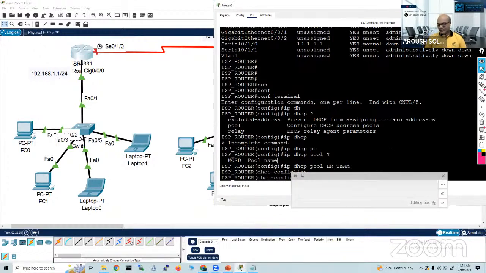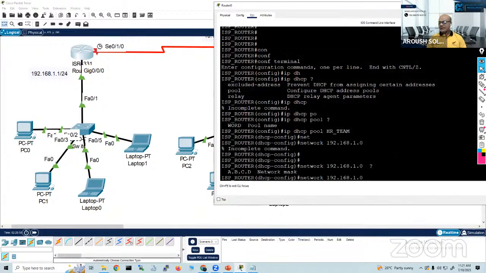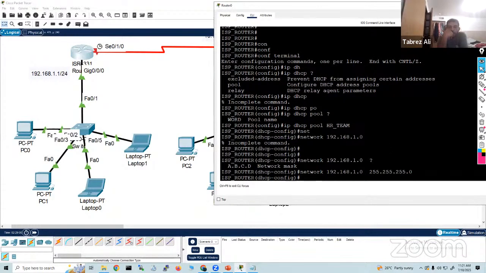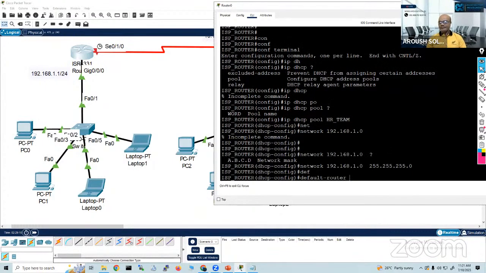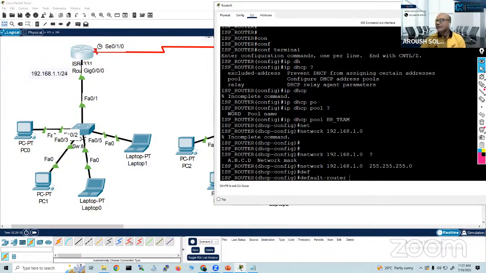So let me do that now. Incomplete command. Okay, now it's asking for the net mask. What is the net mask? 255.255.255.0. What is the default gateway for this? Default router ID, 192.168.1.1, because the default gateway for this network is this router. This is the default gateway.